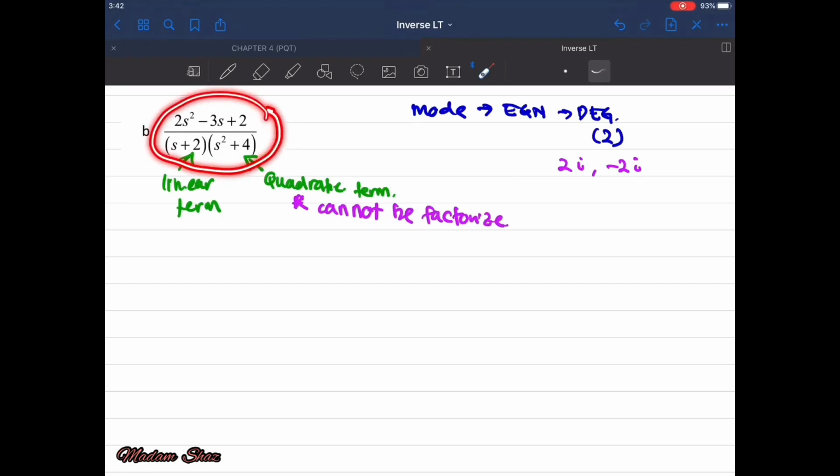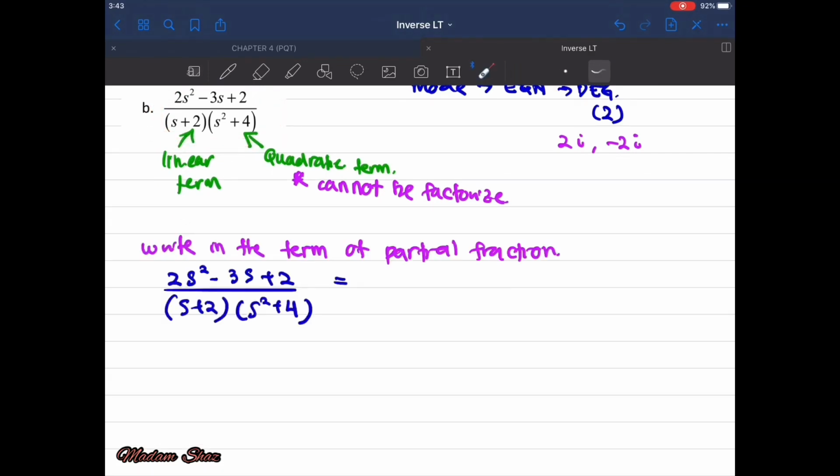Write in terms of the partial fraction. So now, how to write our terms in the partial fraction? S plus 2 is a linear term, so this one will become A over s plus 2. For the second bracket, s squared plus 4 is a quadratic term that we cannot factorize, so this one will become plus (Bs plus C) divided by (s squared plus 4). So now we have to find the values for the constants A, B and C.